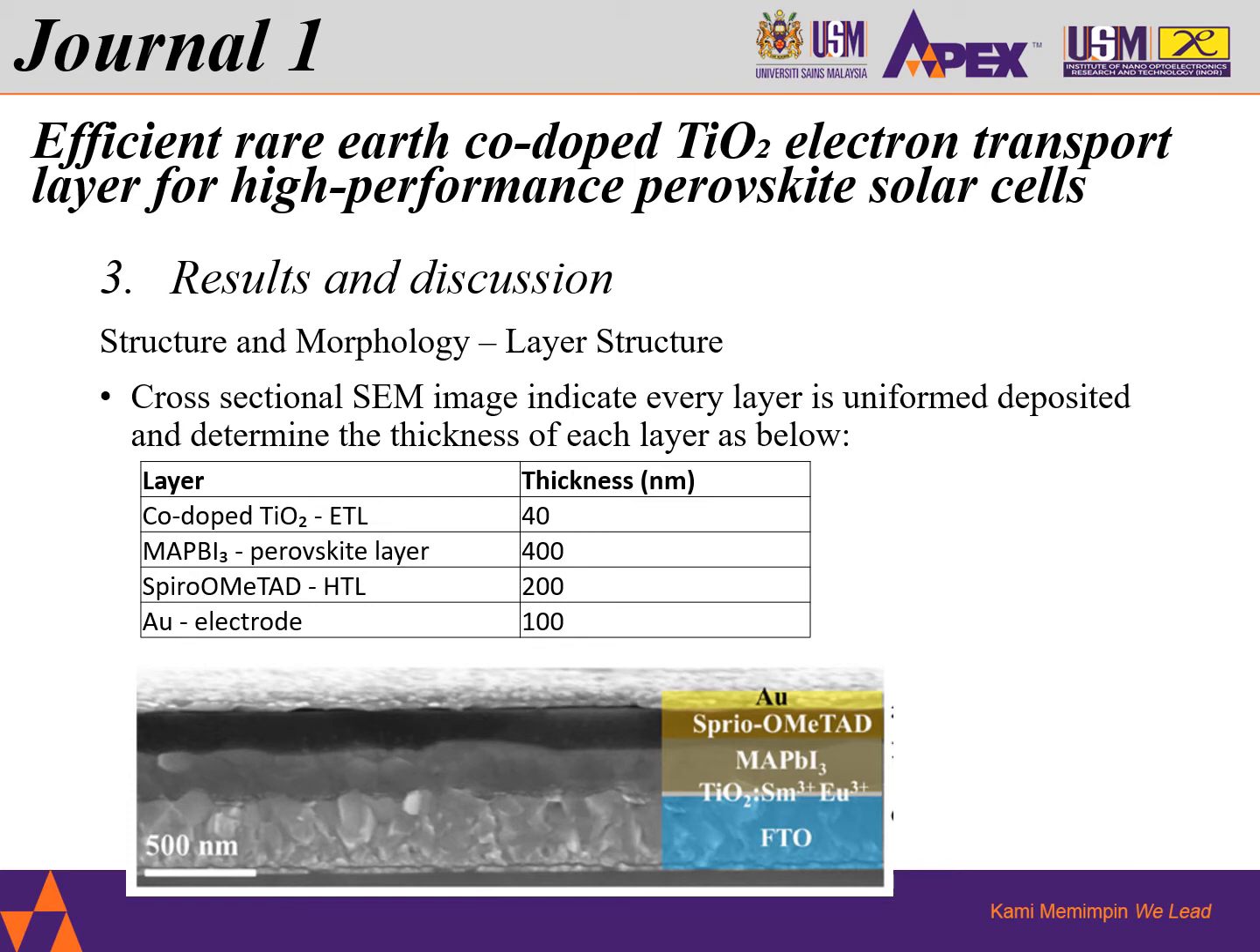From the SEM image, you can see every layer is uniformly deposited. Another measurement done is the thickness of each layer. As you can see on the table here, the co-doped ETL is 40 nanometers, the perovskite layer is 400 nanometers, the HTL is 200 nanometers, and the electrode is 100 nanometers.